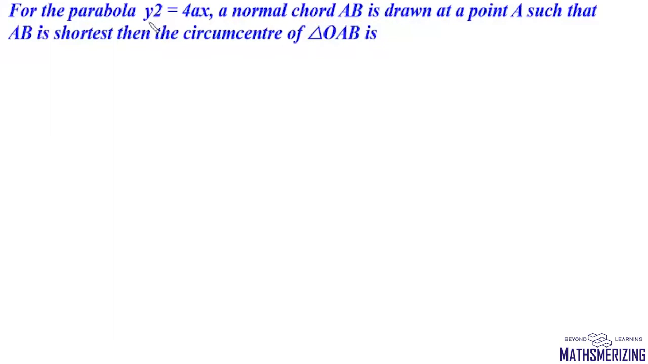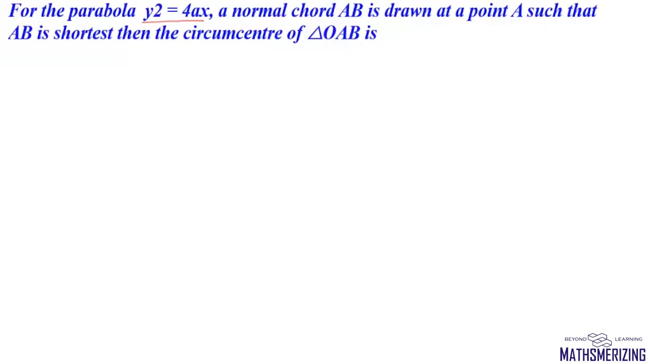For the parabola y square equals 4ax, a normal chord AB is drawn at a point A such that AB is shortest. So basically here we are talking about the shortest normal chord. And then we need to find the circumcenter of this triangle OAB.